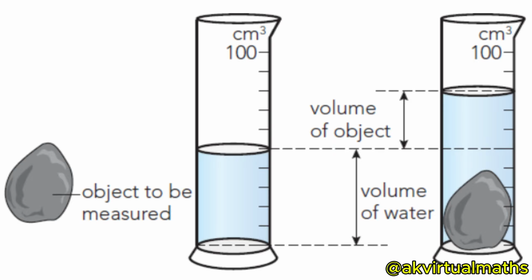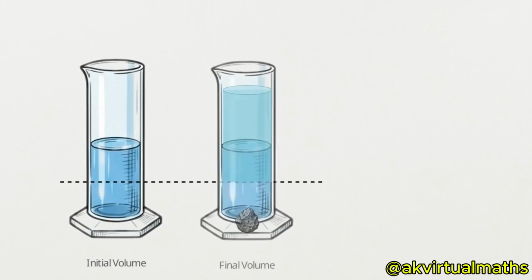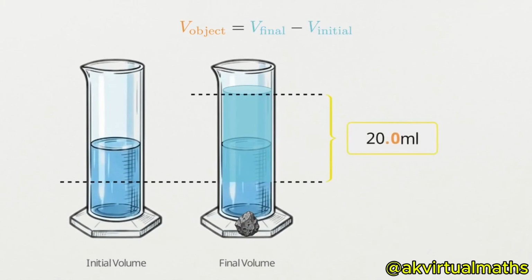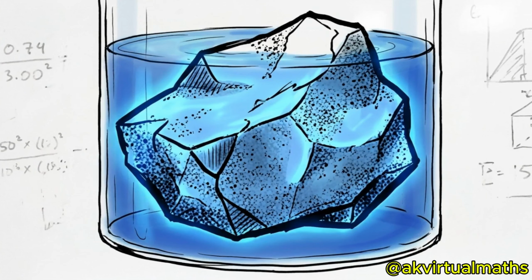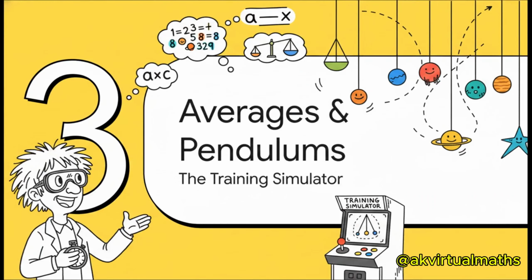Now submerge the irregular solid. The water level rises to a new, higher volume, which we record immediately. Subtract the initial volume from the final volume to isolate the object's true volume. Record this to the same number of decimal places allowed by your cylinder's precision. Displacement works because a fluid conforms to any shape, allowing it to act as a physical map of even the most complex irregular geometry. Okay, Section 3, average values and pendulums.